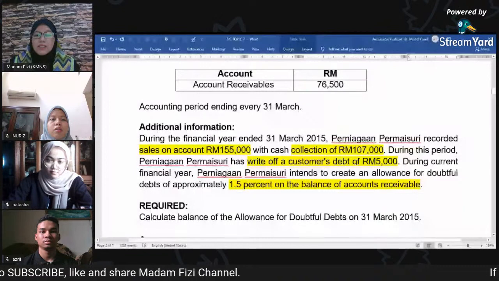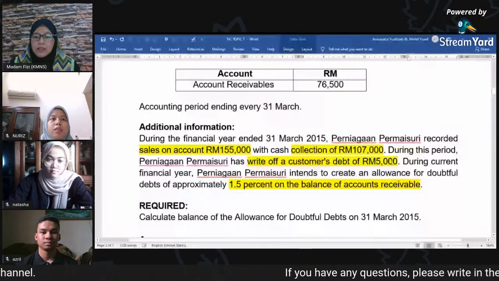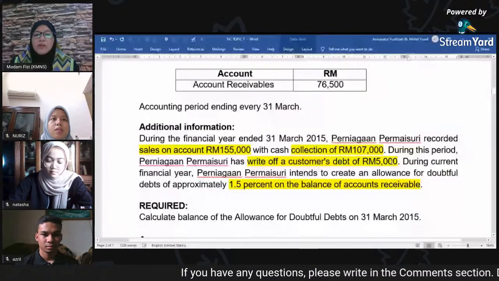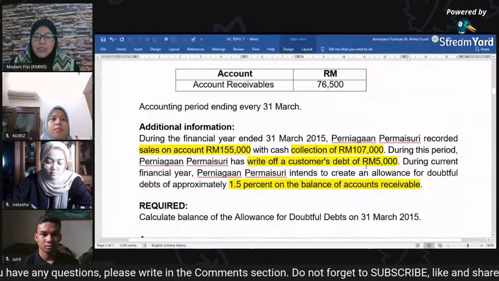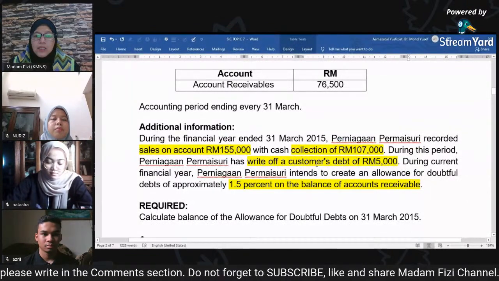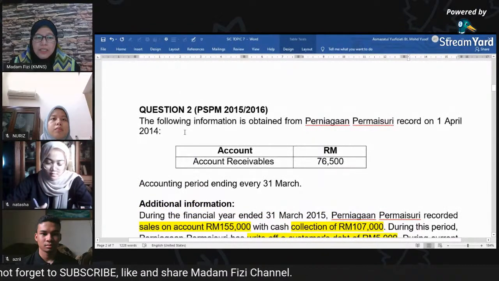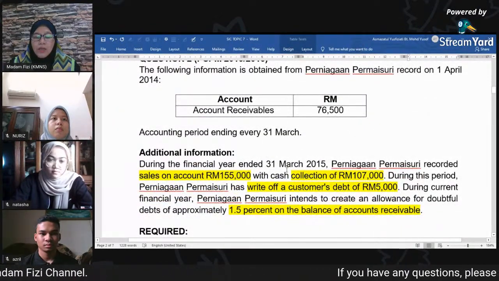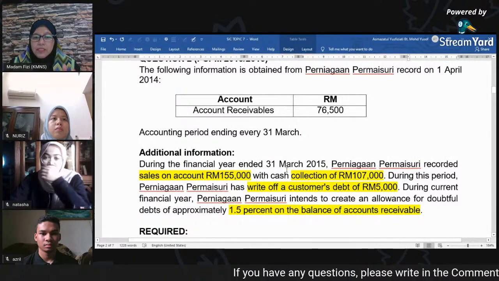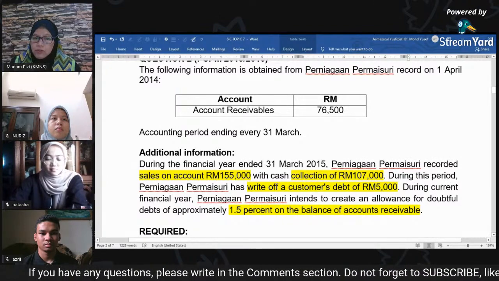Before that, this company uses which method? Allowance method or direct write-off? You have to determine first which method they are using. Macam ni kita nak tahu they are using which method. Daripada awal kita baca, ada tak cakap pasal allowance for doubtful debt ke apa ke? Tak ada kan? So that means dia guna direct write-off.